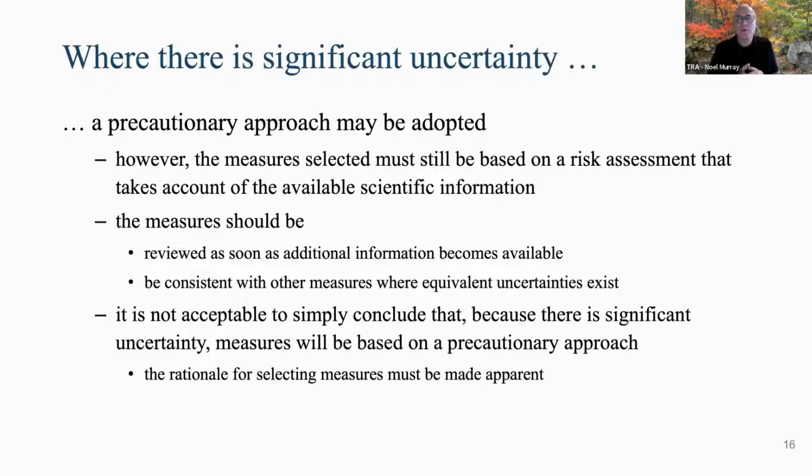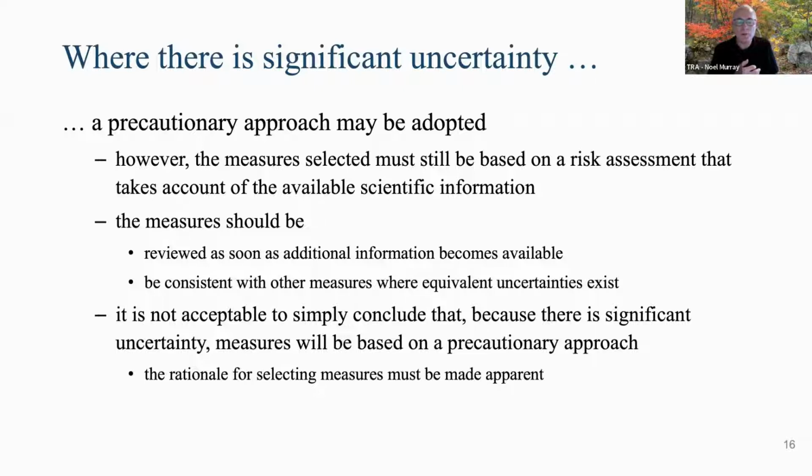So where there's significant uncertainty, we may adopt a precautionary approach. However, the measures that we do end up selecting must still be based on some sort of rational assessment of risk that takes account of the available scientific information. And those measures should be reviewed as soon as additional information becomes available and be consistent with other measures where equivalent levels of uncertainty exist.